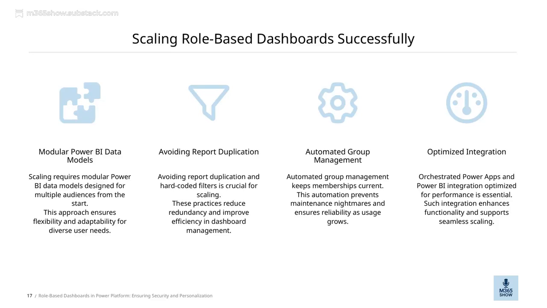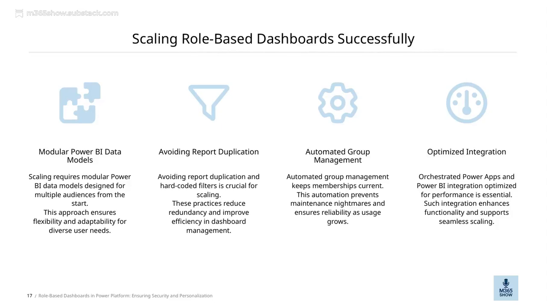One of the key elements here is optimized integration. We need to ensure that Power Apps and Power BI work together seamlessly and with high performance. When this integration is smooth, it not only boosts functionality, but also makes scaling much easier and more efficient. Next, automated group management plays a critical role. By automating how we manage group memberships, we keep these memberships current without constant manual intervention. This automation helps us avoid headaches down the line and keeps everything reliable, even as user numbers grow.